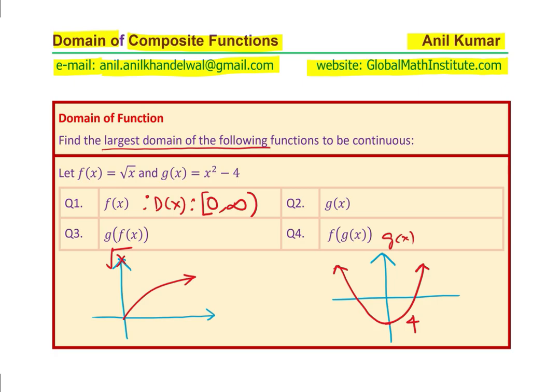Perfect. On the other hand, for question number 2, the minimum value here is minus 4, since at x equals 0, we have a turning point at minus 4. However, the domain is all real numbers, right? So we write this as minus infinity to plus infinity. Only the range is restricted in a parabola, not the domain. So that becomes our answer.